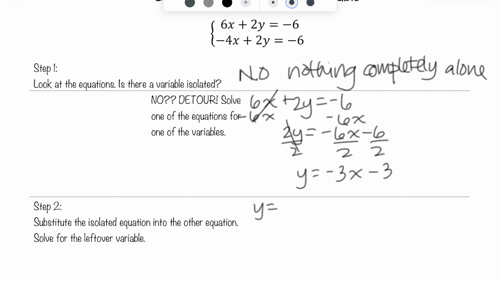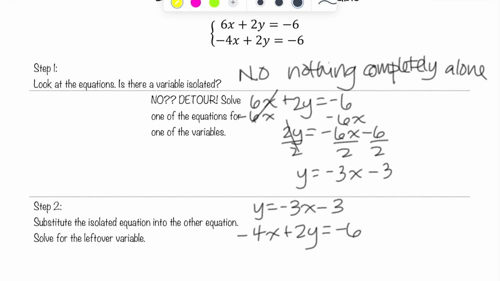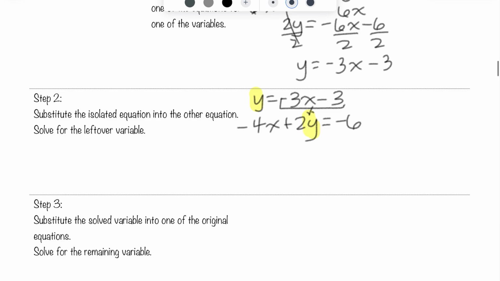So I'm going to rewrite these. y is isolated, so that's where I'm going to be plugging stuff in. This is going to go in to my y, and then I'm going to solve the equation that results. So again, I have only one type of variable at this point. That's what I want. That's what I'm doing when I'm substituting: getting all of one variable so that I can solve for it.